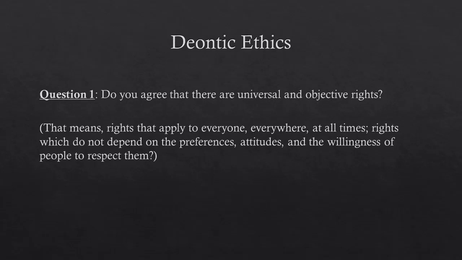Do you believe that there are universal and objective rights? And that means rights that apply to everyone, everywhere, at all times, rights which do not depend on preferences, attitudes, and the willingness of people to respect them. Now, this includes everything from the right to life, to liberty, to non-slavery, right to not be physically or sexually abused, and so on. Deontic ethics have an absolute standard that cannot be violated for any reason, ever.